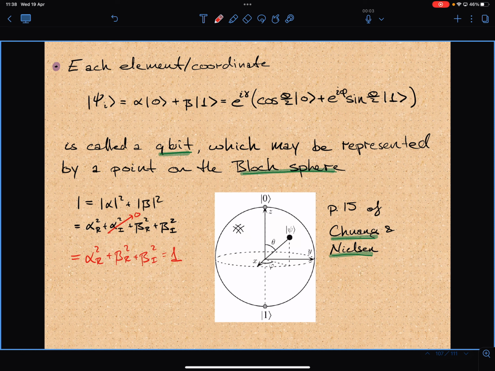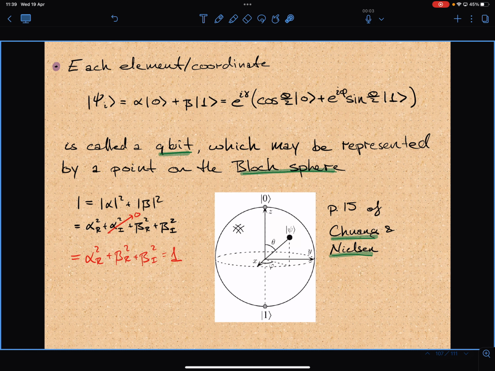Then you can take this representation and write it in terms of polar coordinates. I like to see the Cartesian coordinates, and then I know that I can change to polar coordinates. So you'll see that specific qubits are going to be represented as elements of this Bloch sphere, which is a two-sphere.